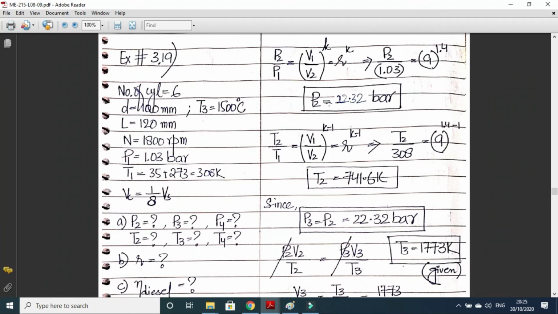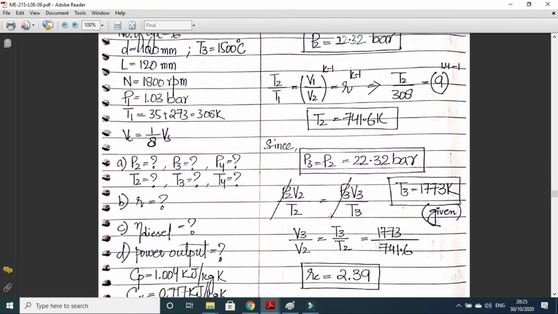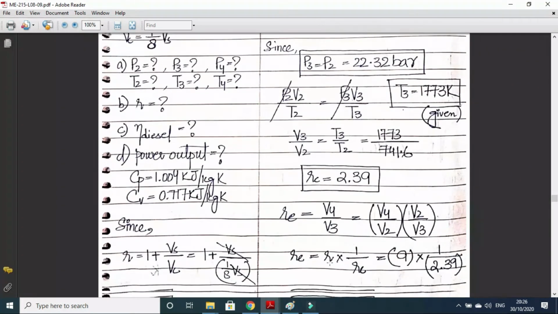Since we have calculated P2, and P2 will be equal to P3, P3 is already calculated. Now we can use the ideal gas relation to calculate the cutoff ratio. P2 V2 upon T2 is equal to P3 V3 upon T3. P2 and P3 will be cancelled out, so it can be written as V3 upon V2 is equal to T3 upon T2. T3 is given, 1500 degrees Celsius. T2 we just calculated. V3 upon V2 is the cutoff ratio, so RC is coming out to be 2.39.